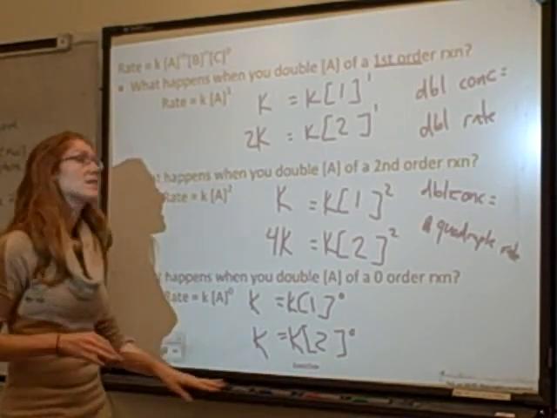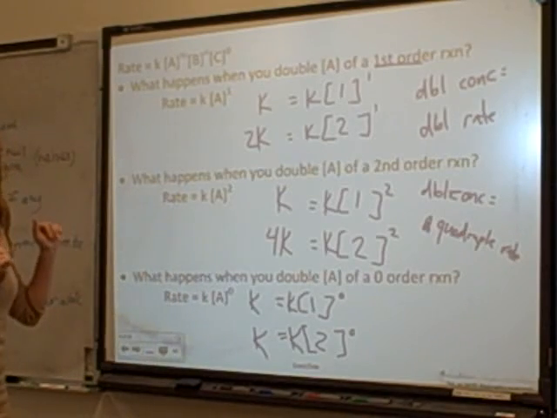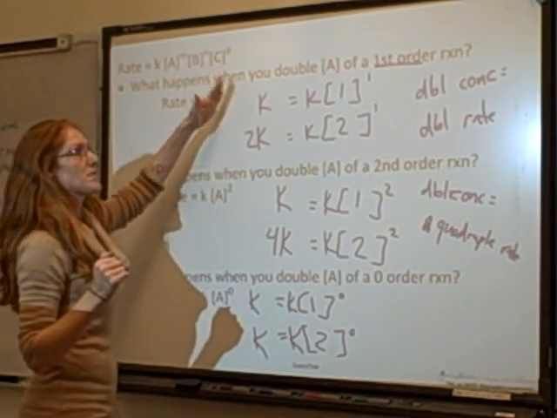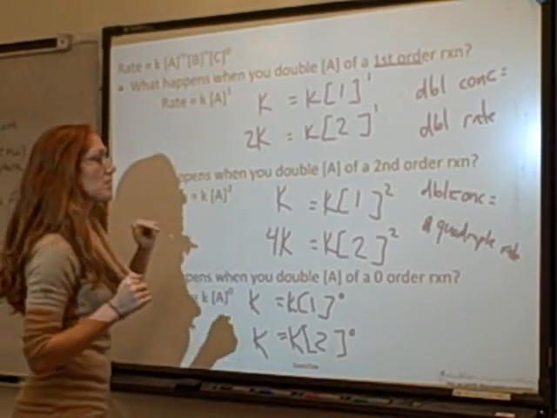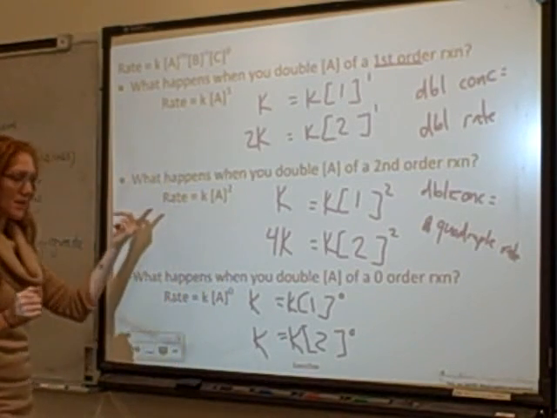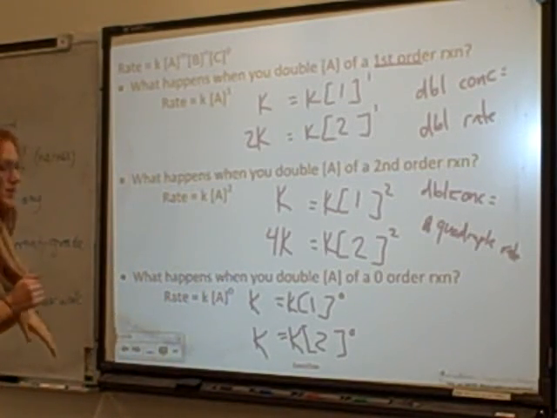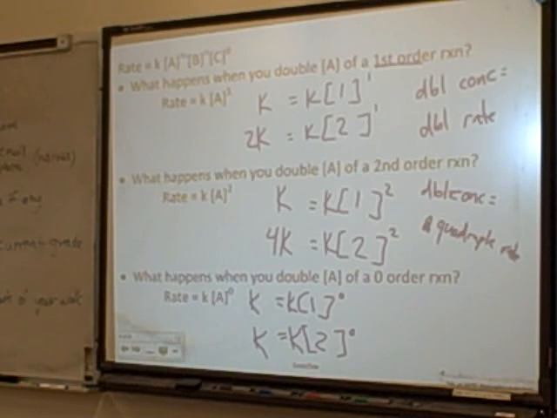Okay, so what this means is I can double my concentrations, and if the rate doubles, I have a first order reaction. If the rate quadruples, I have a second order. If the rate doesn't change, then I know I have a zero order.